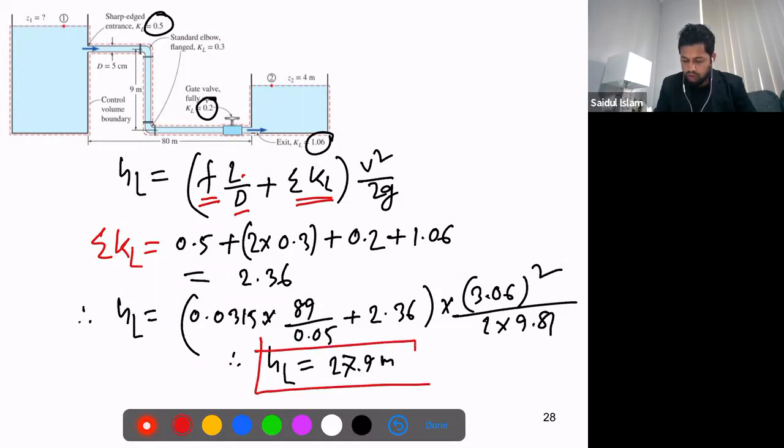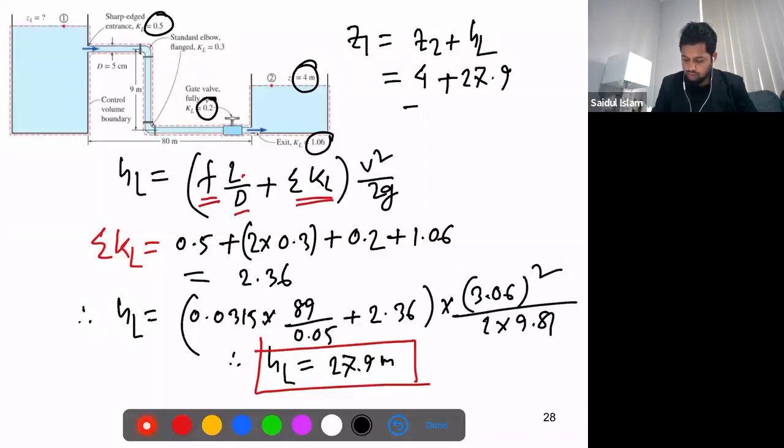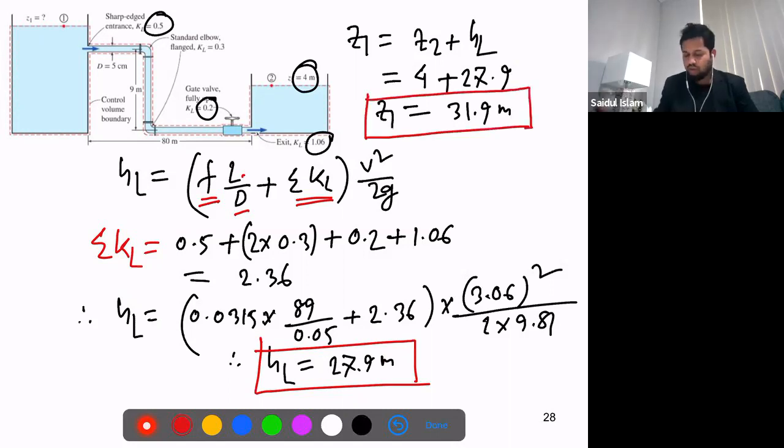So we have got the head loss, and all of you can remember from the energy equation we had J1 equal to J2 plus HL. So J2 is given as 4 meters, and it is 27.9, so it is 31.9 meters. And this is J1, and this is what we were looking for. We just made a lot of calculations, that's it, but it was a pretty straightforward technique.